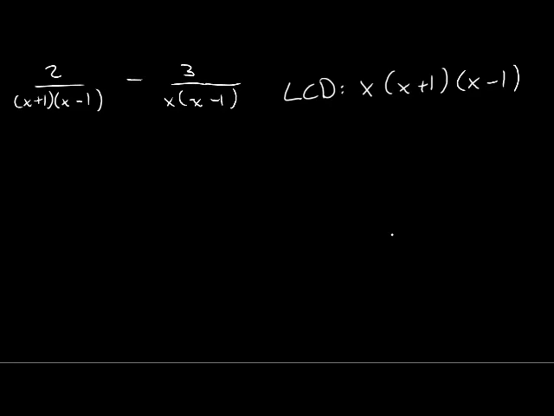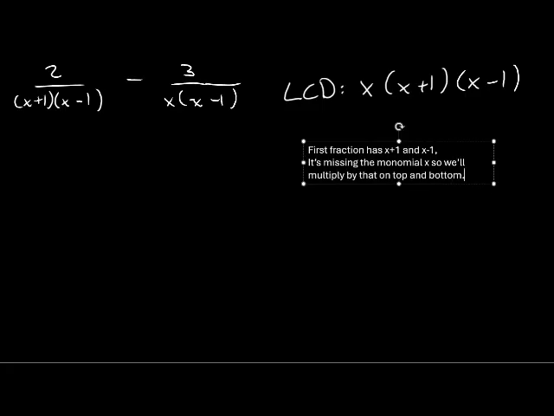Our first fraction has x plus 1 and x minus 1, so it's already most of the way there. The only thing it's missing that the LCD has is x, so we'll multiply by that on the top and bottom. Let's write in the x on both the top and the bottom.